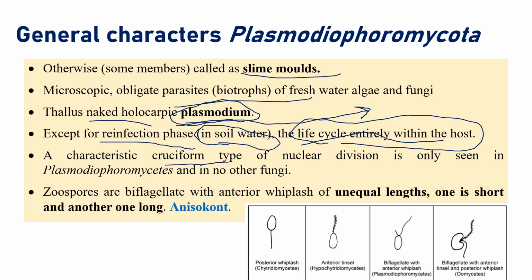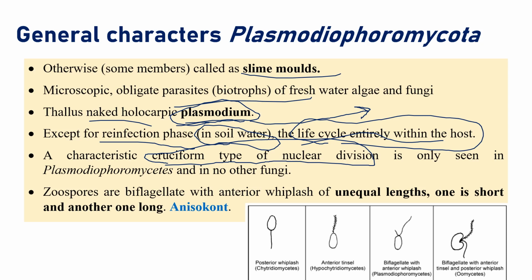The cruciform type of nuclear division can also be seen in the life cycle of Plasmodiophoromycota. This is also one special feature because the cruciform type of division can be observed in no other fungi, no other classes of fungi except Plasmodiophoromycota. Cruciform divisions mean continuous or repeated kinds of divisions that can be observed in the life cycle.